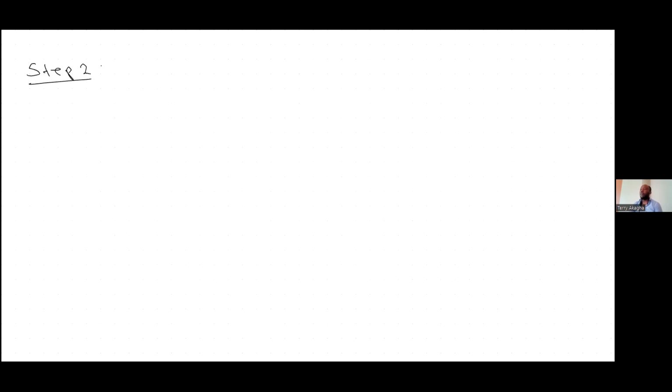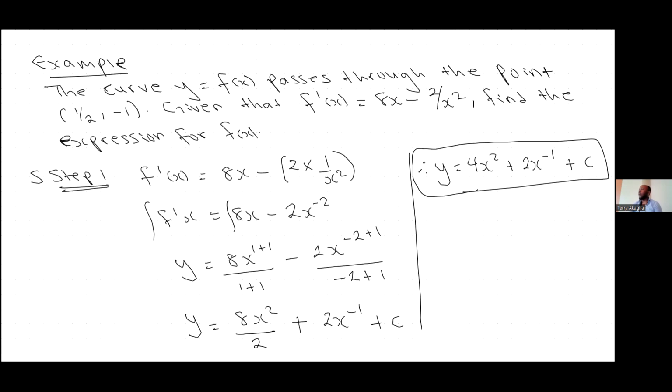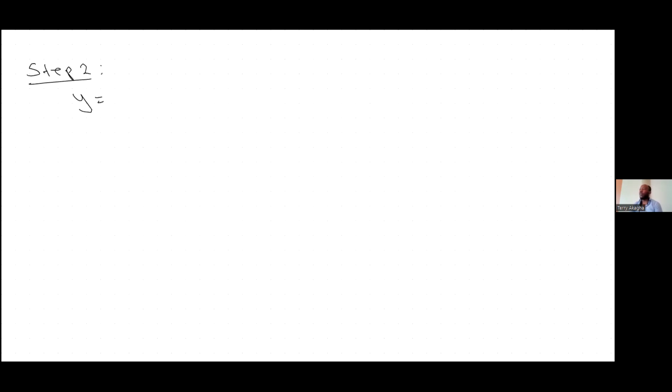okay, we already have it to be y is equal to 4x squared plus 2x minus 1 plus c, okay? So we have it here, y is equal to 4x squared plus 2x minus 1 plus c, okay? Then the next thing we need to do is to put the numbers there. So let's see what we can do then.